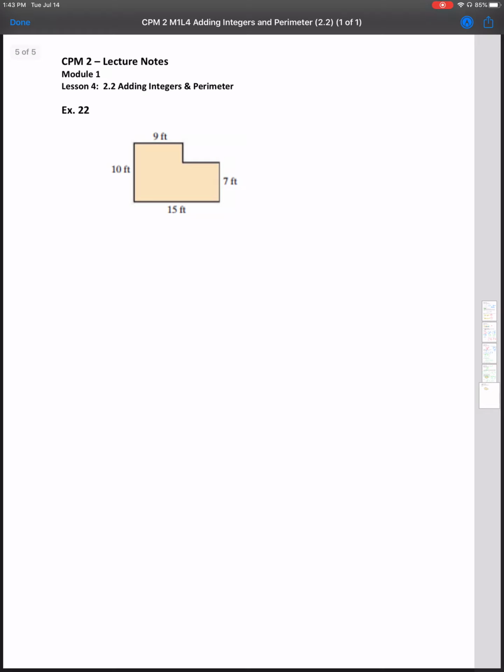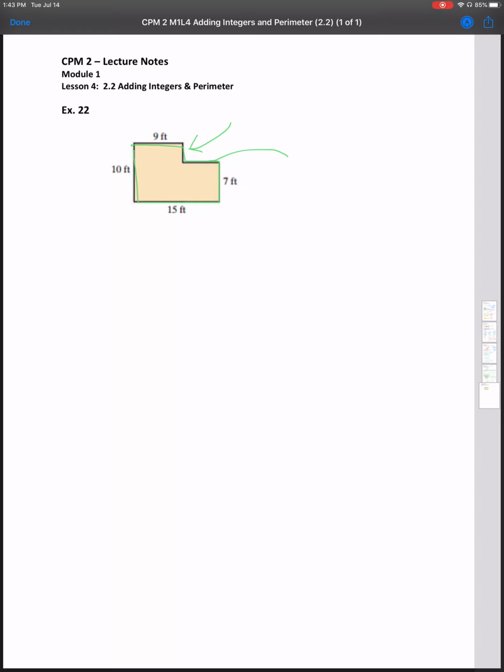Okay, last one. They want us to find the perimeter. So this one is a little bit trickier because if you think about this shape, I have to add this side plus this side plus this side plus this side that they don't give me plus this side that they don't give me plus this side. So notice there are 2 sides, this one right there and this one right there, that I have to figure out what that length is. Okay, so let's start with this one right here.